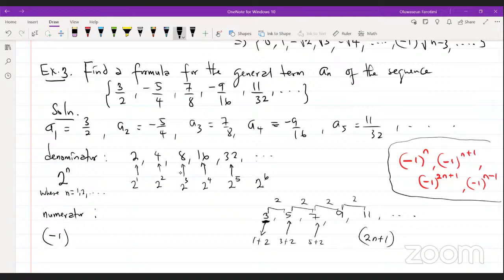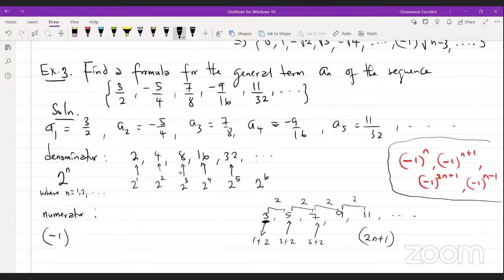At this level, for those of you who have an understanding of AP and GP, it can really help you here. AP is arithmetic progression, and GP is geometric progression.